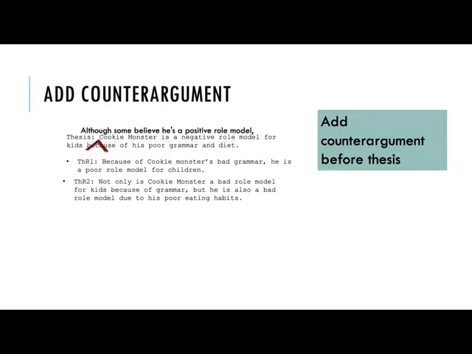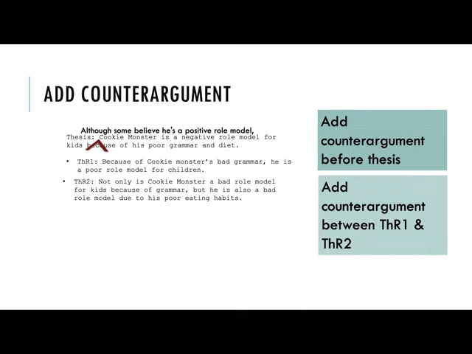Although some believe he's a positive role model, see how that's just a very simple dependent clause that introduces the thesis. Cookie Monster then is still the grammatical subject of the sentence, even if the counterargument comes first. Now the counterargument generally comes first so that you are leaving the idea with your argument. We often have heard that adage of saving the best for last, so that's kind of what we follow here when creating these kinds of persuasive arguments.